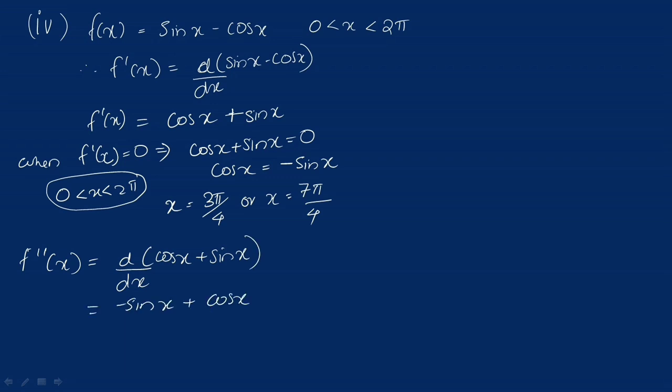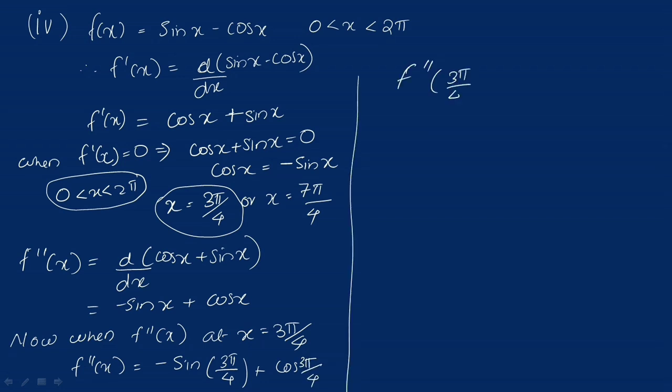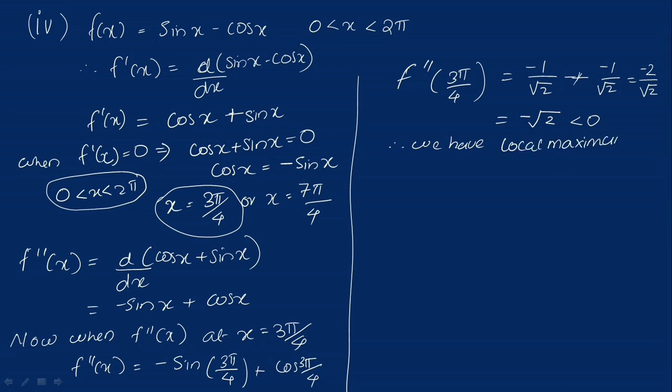So we have f double dash of x, that is d by dx of cos x plus sin x, that is minus sin x plus cos x. Now f double dash of x at x equal to 3 pi by 4 is minus sin 3 pi by 4 plus cos 3 pi by 4, that is minus 1 by root 2 minus 1 by root 2. So we have minus 2 by root 2, that is minus root 2. Minus root 2 is less than 0, so we have a local maximum here.